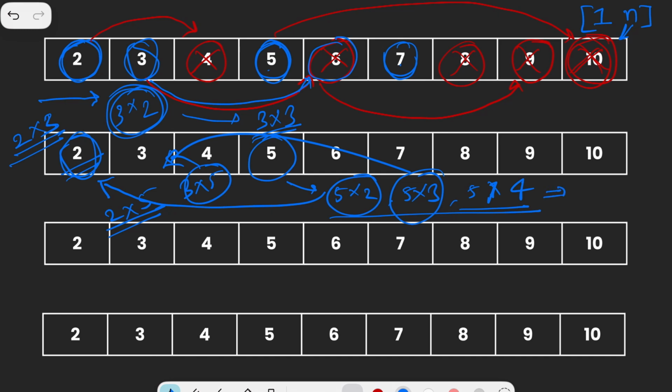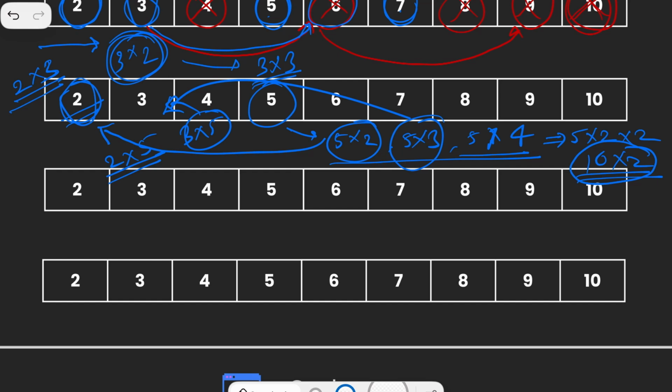5 into 4 will be processed at the time of 2 itself. Why? Because 5 into 4 is ultimately 5 into 2 into 2, which is 10 into 2. Right? When we were processing 2, we marked all its multiples as false. So we would have already marked 10 into 2 as false as well. So we can start from i into i. This is the main observation that we get from this. So by using our latest observation, let's try to follow the algorithm.